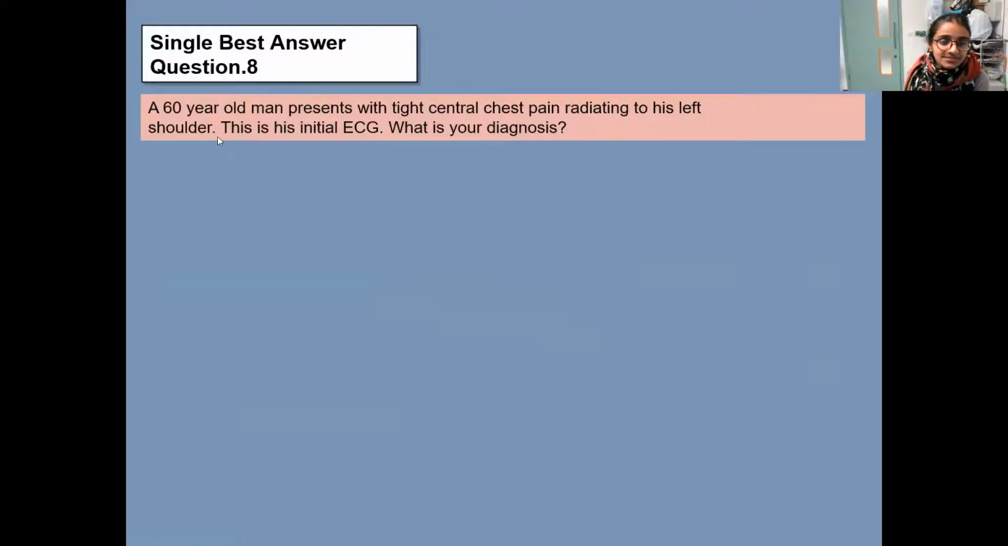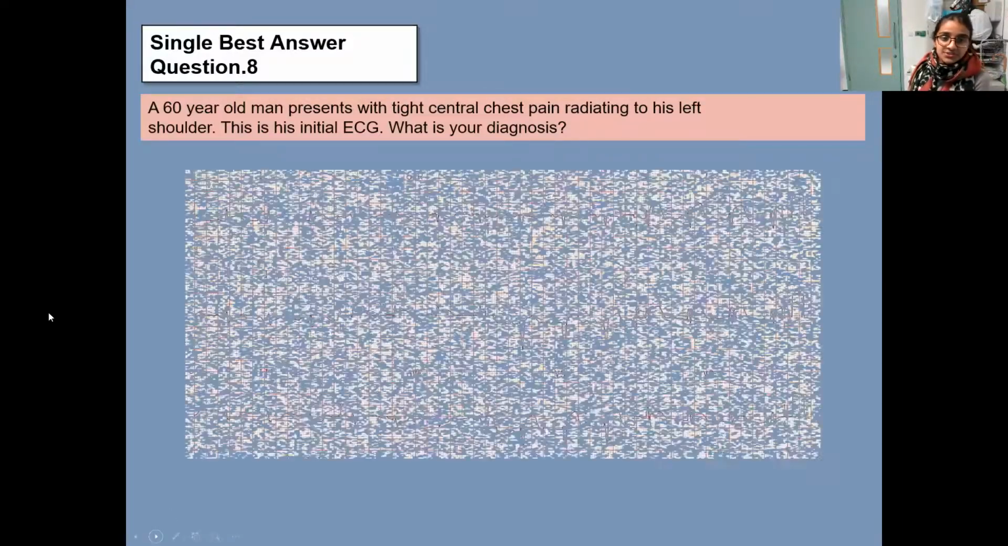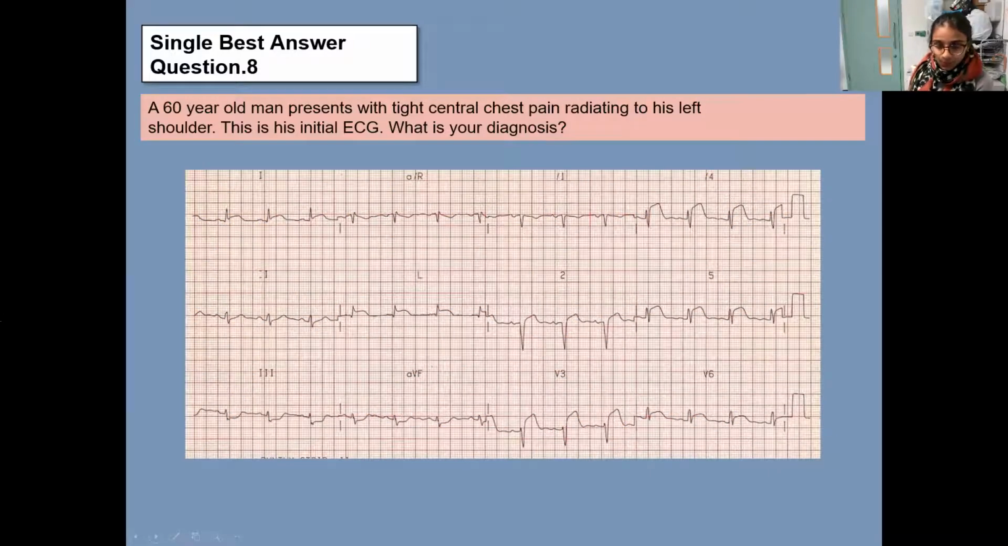We've got another question. A 60-year-old man presents with tight central chest pain radiating to his left shoulder. This is his initial ECG. What is your diagnosis? It's a bit of a tricky ECG, I'll give you that one. But if you just look for ST elevation, don't get bogged down by the sort of weird waveforms in the other leads.